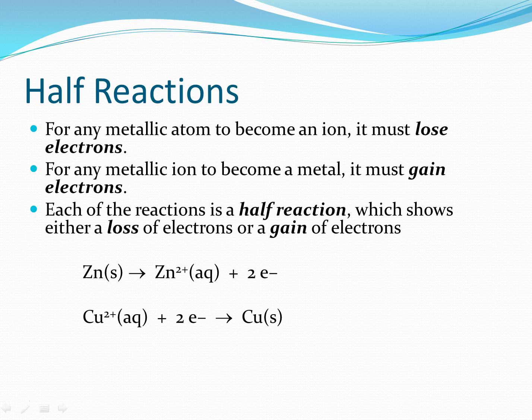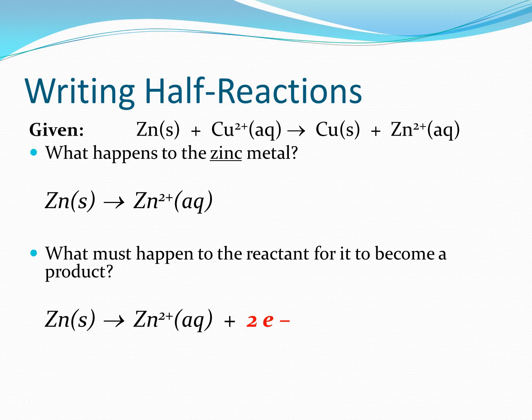In the case of zinc atoms, they must lose 2 electrons to form zinc ions. Copper ions must gain 2 electrons to become copper atoms. If you are given a reaction that shows the transfer of electrons between zinc and copper, you should be able to figure out the 2 half reactions that are involved in the process.